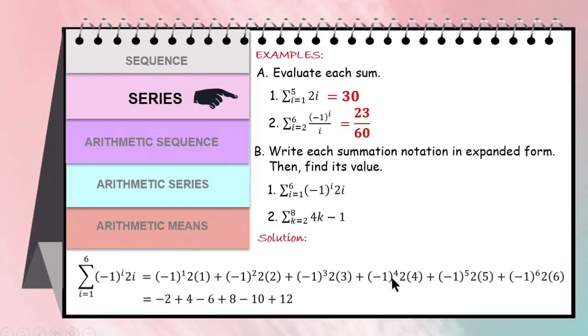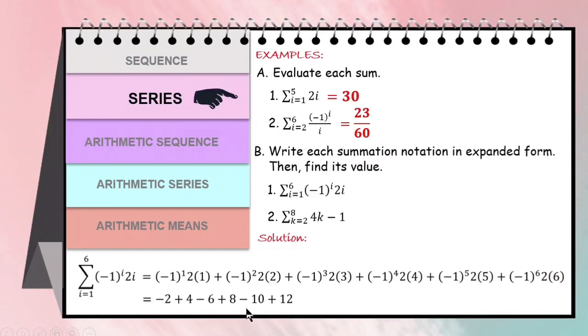-1 raised to 4 times 2 times 4 is positive 8. -1 raised to 4 is positive 1, and 2 times 4 is 8. So 1 times 8 is 8. -1 raised to 5 times 2 times 5 is -10. -1 raised to 5 is -1, and 2 times 5 is 10. So -1 times 10 is -10. -1 raised to 6 times 2 times 6 is positive 12. -1 raised to 6 is positive 1, and 2 times 6 is 12. So 1 times 12 is 12.